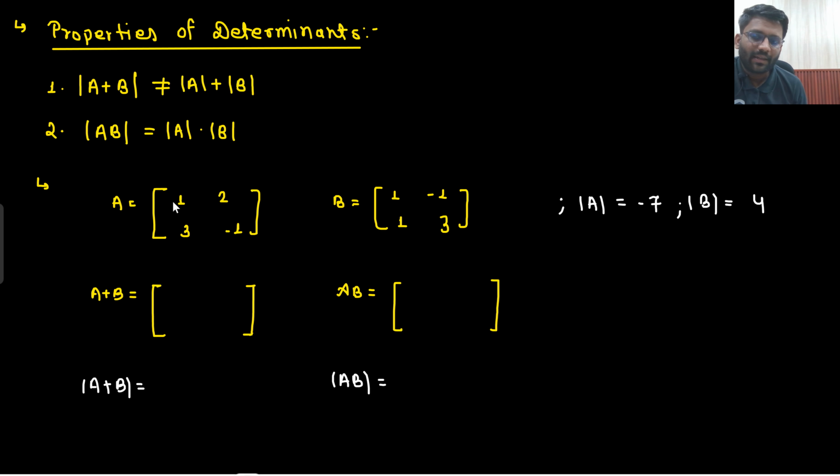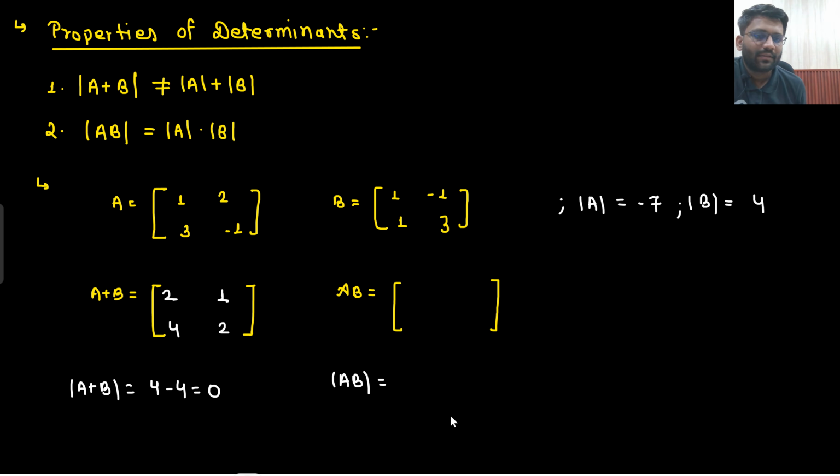Now what is A plus B? A plus B is 1 plus 1 is 2. 2 minus 1 is 1. 3 plus 1 is 4. And minus 1 plus 3 is 2. Right? Now you need to find out determinant of A plus B. So what will be determinant of A plus B? So determinant of A plus B is coming out to be 4 minus 4. It is actually coming out to be 0 only.